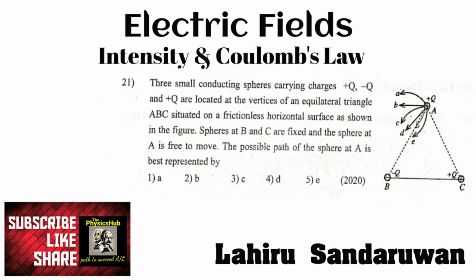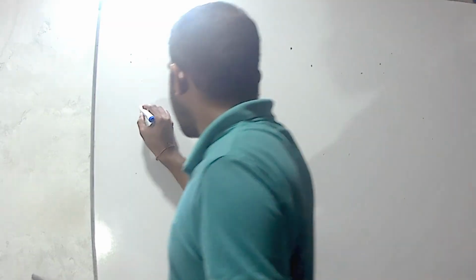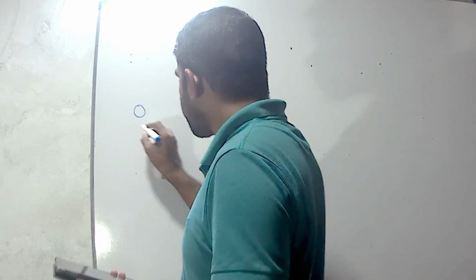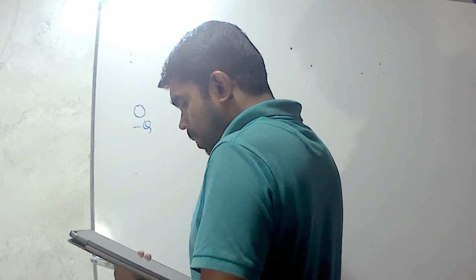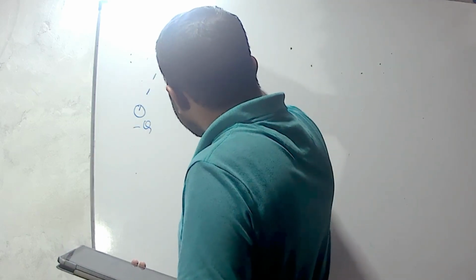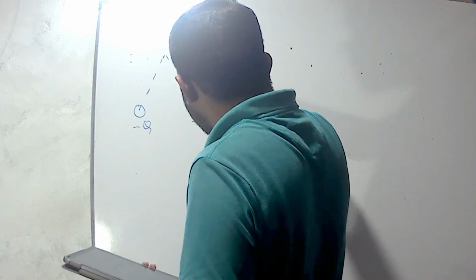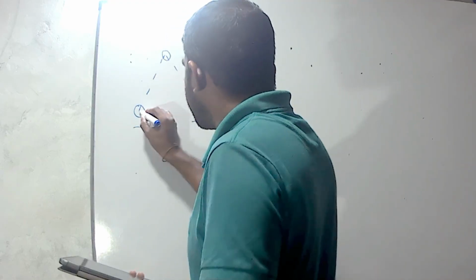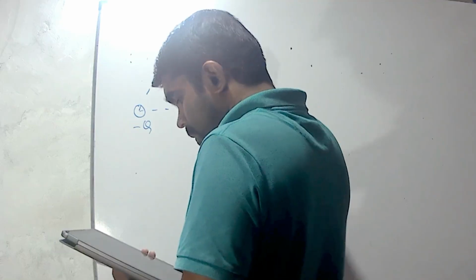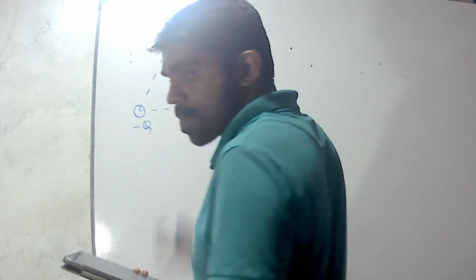Spheres at B and C are fixed and sphere at A is free to move. The possible path of sphere at A is best represented by, there are three charges. These two charges are not moving, minus Q plus Q, and this one is a movable charge. It also plus Q.